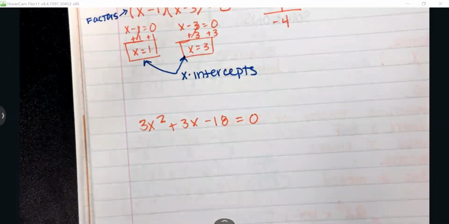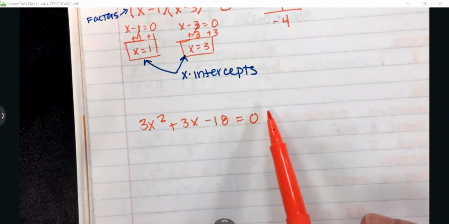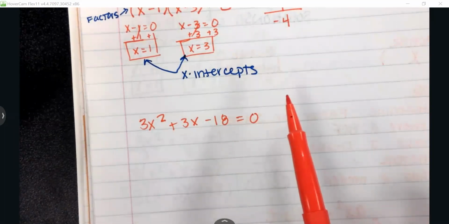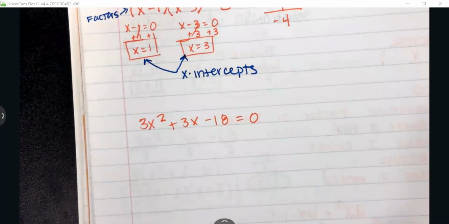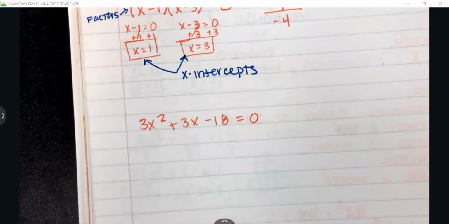No? I could make it equal 5, and if it equaled 5, what would you have to do with that 5? Make it equal 0, so you'd have to move it, right? To the other side. You have to make it say equals 0. Yes, is that your question?